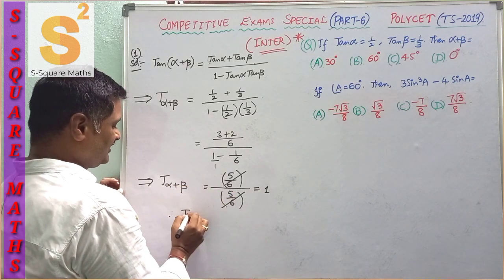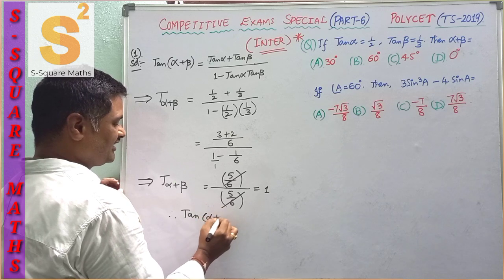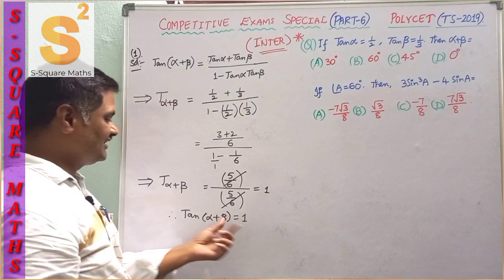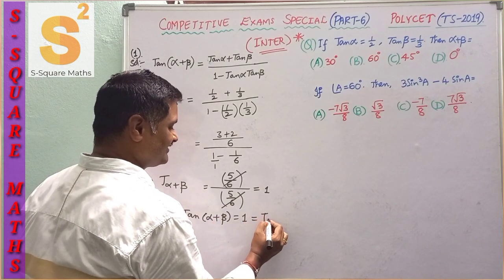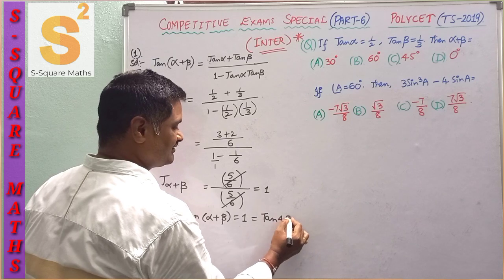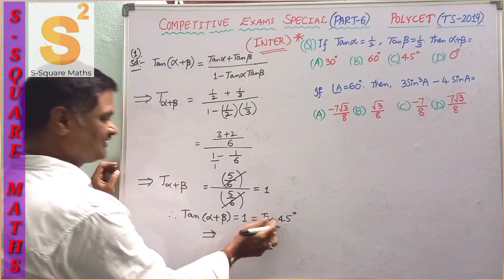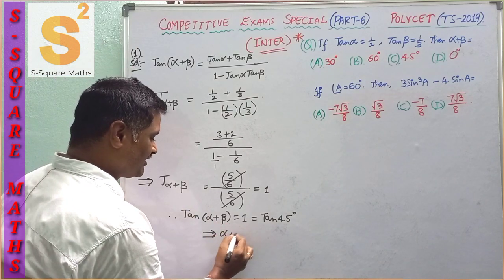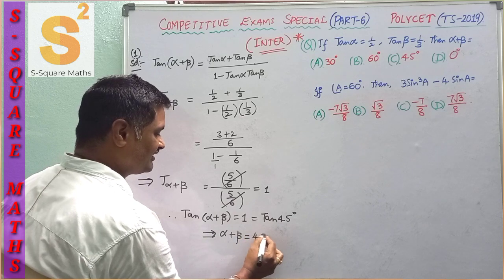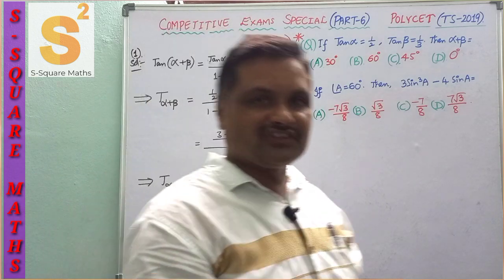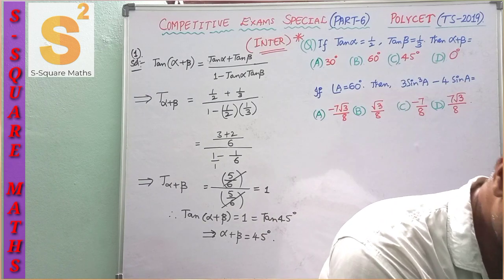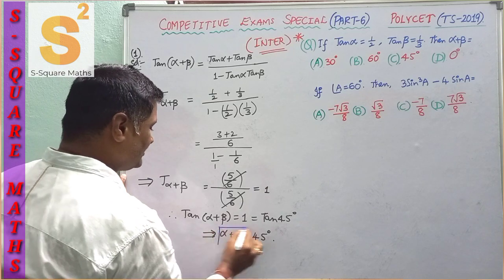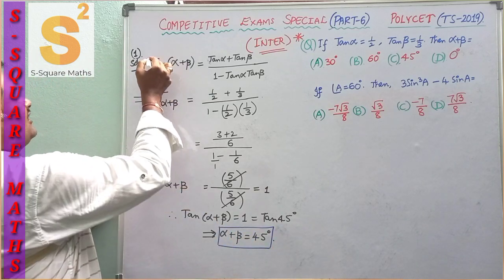Therefore tan of alpha plus beta is nothing but 1. The value 1 with respect to tan I can write as tan 45 degrees. Since 45 is an acute angle, I can write alpha plus beta as 45 degrees. If you check the options given, ABCD options, 45 degrees for alpha plus beta, and this is the formula here.